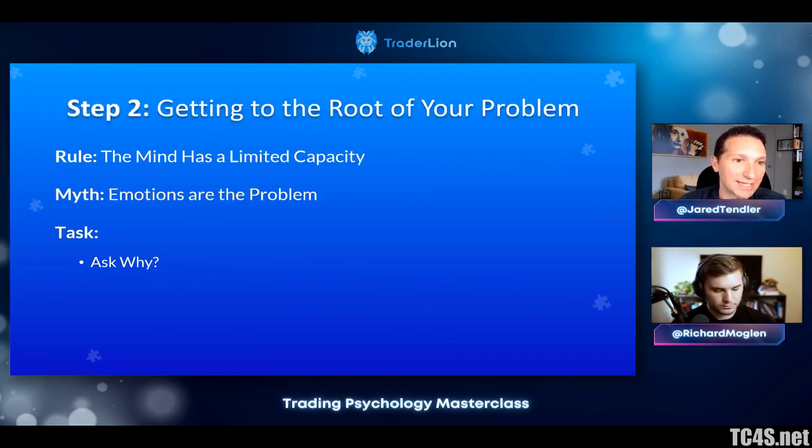Now, step 2, getting to the root of your problem. The rule here is that the mind has a limited capacity, right? And that limited capacity shrinks the more emotion is present, right? And we want to remove some of the corrections that are occurring in real time, in the long term, right? In the short term, yeah, battle your emotions, right? You need to do that. But in the long run, we want to get rid of them.